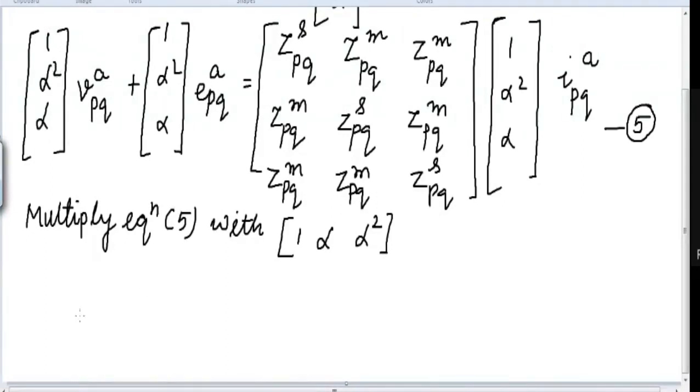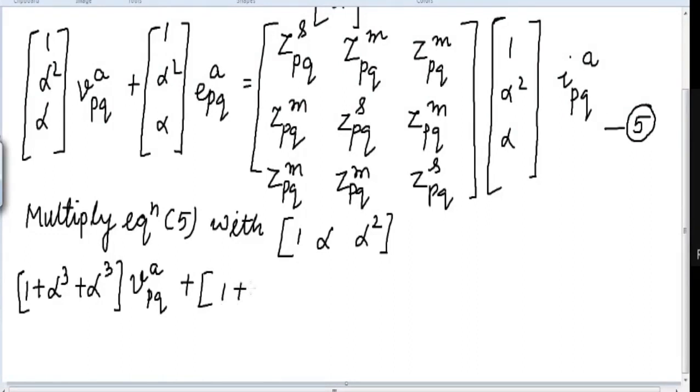What will be this complete matrix if you will multiply? So you will get here the result as 1 plus alpha cube plus alpha cube. This will be the result if you multiply 1 alpha square alpha with 1 alpha alpha square, because 1 multiplied by 1 means 1, plus alpha square multiplied by alpha is alpha cube, plus alpha multiplied by alpha square, that is alpha cube. Then I will write here VPQA as it is, plus again this matrix multiplied by 1 alpha alpha square, you will get again 1 plus alpha cube plus alpha cube multiplied by EPQA.